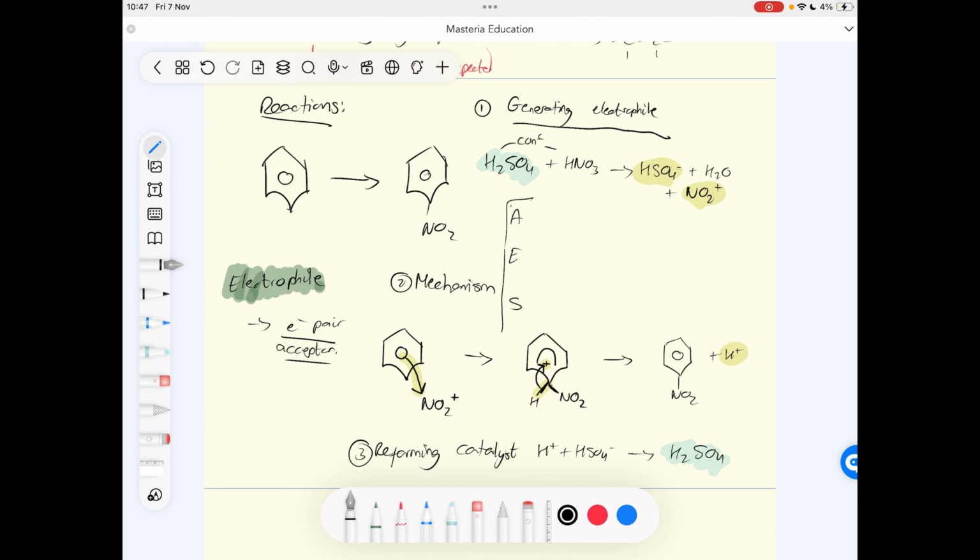Addition basically means taking 2 things and putting them together. Elimination means when you remove something. Substitution means when you swap something. So this is clearly substitution, because we're taking my NO2 and we're swapping it with that hydrogen. So the way we name this is, we name it electrophilic substitution.